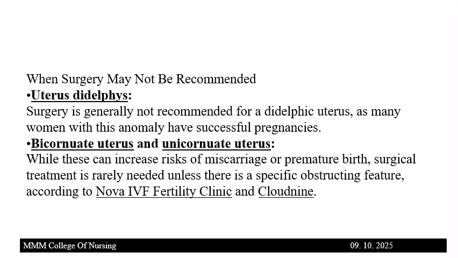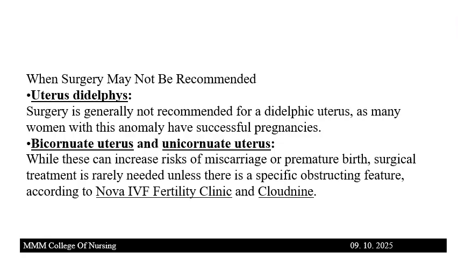When surgery may not be indicated, what are the cases where we don't need a surgery? Uterus didelphys: surgery is generally not recommended for a didelphic uterus, as many women with these anomalies have successful pregnancies. And bicornuate and unicornuate uterus, while these can increase the risk of miscarriage or premature birth, surgical treatment is rarely needed unless there is a specific obstructing feature, according to Cloud9 and Nova IVF fertility clinic.